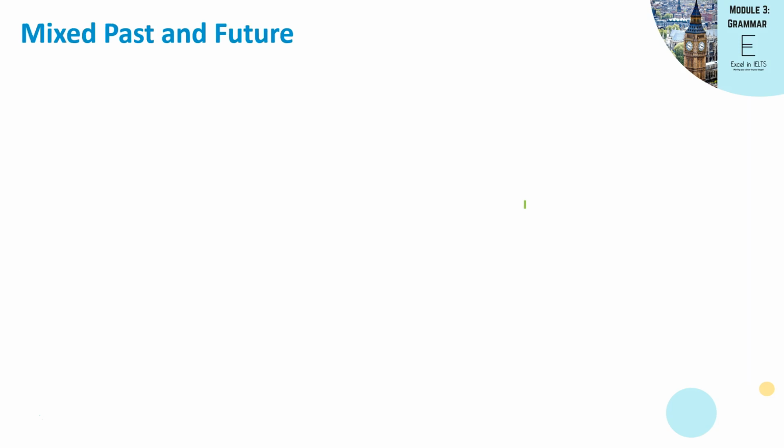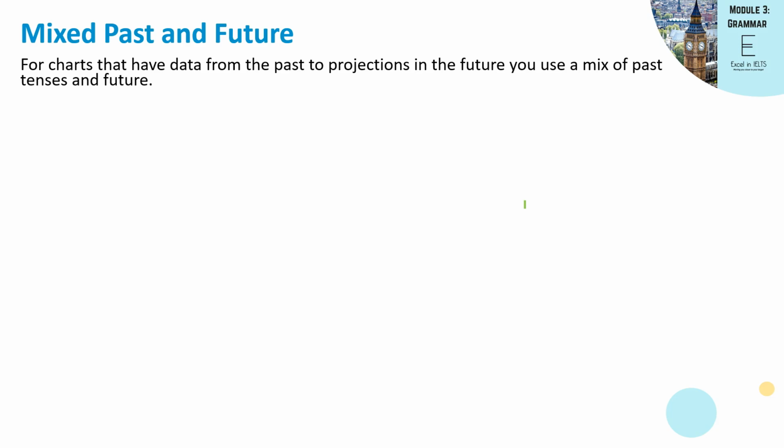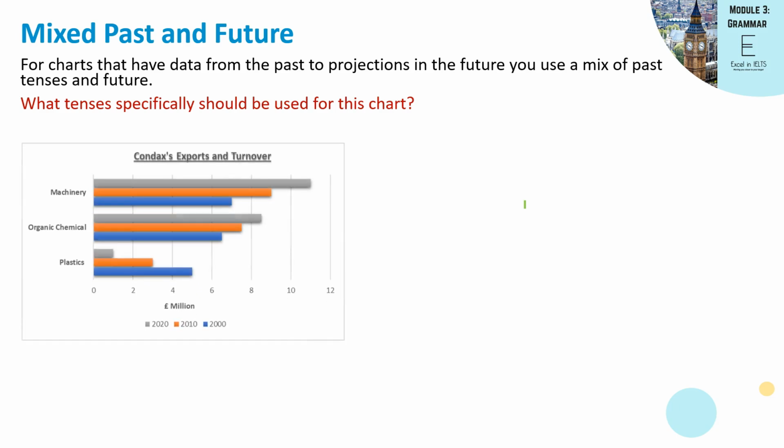And lastly, the last chart that we'll be looking at is mixed past and future tense. And like I said, this is for charts where you've got past years and projections to the future, in which case you have to use a mix of past tenses and future. So if you have a look at this chart, what I want you to do is just pause here, look at it, and then decide what tenses specifically you should use.